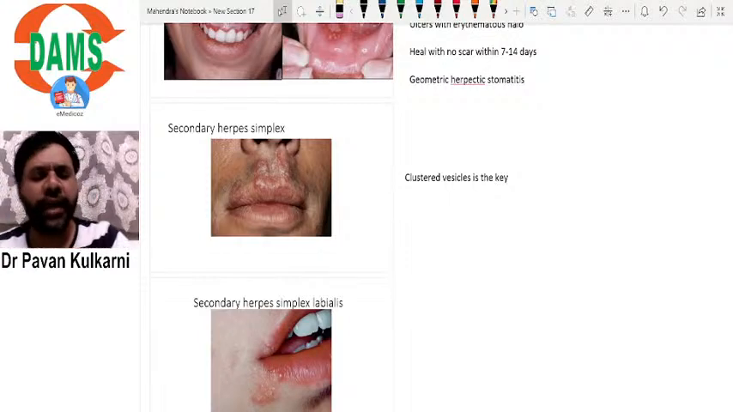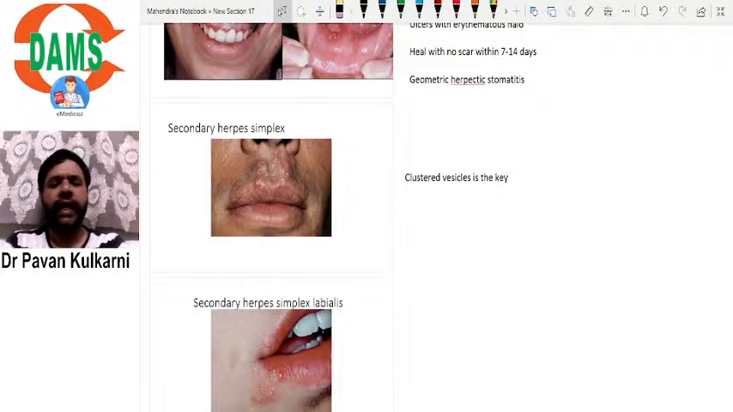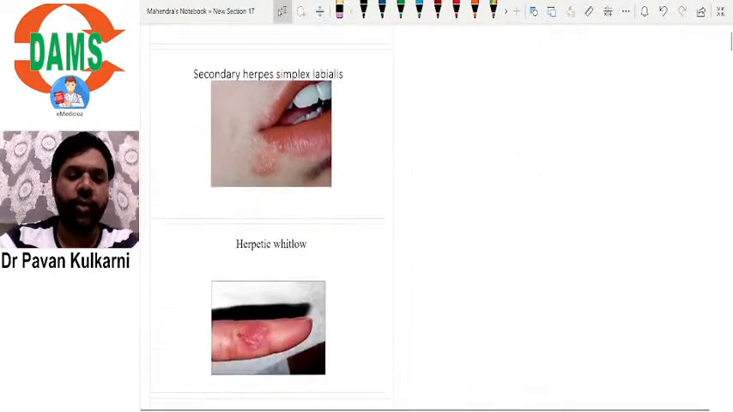If you see image 2 and image 3 carefully, secondary herpes simplex and secondary herpes simplex labialis, look at the speciality of the vesicles. Are they separate? No, they will be clustered. So clustered vesicles are the key for identification of this lesion. Secondary herpes simplex is mainly the lesion with clustered vesicles.